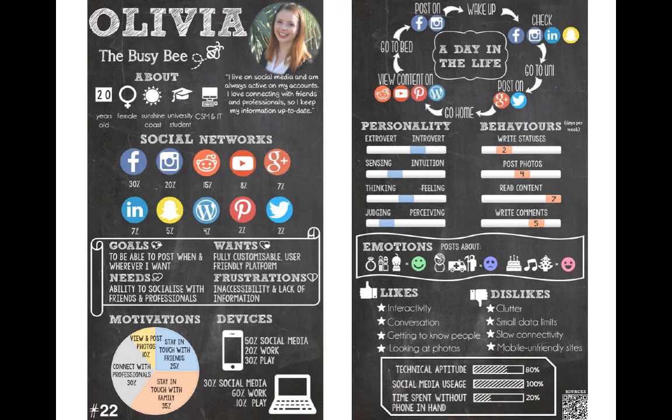There are, as I mentioned, elements that could be improved to help with scannability. For example, the social networks aspect where Olivia has talked about what proportion of time she spends on each channel. That may be more easily understood if it was, for example, a bar graph. So think about the particular information that you're representing and the best way to convey that information.